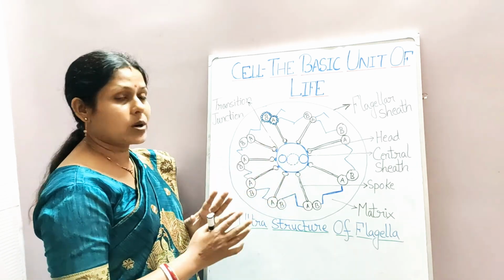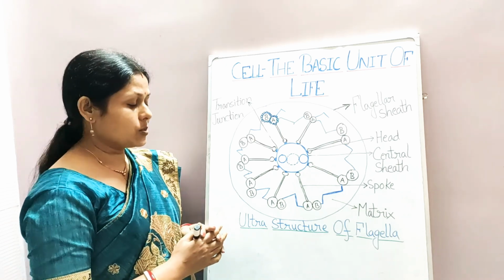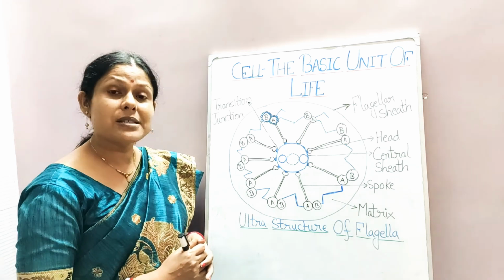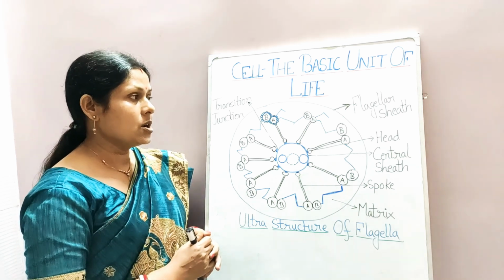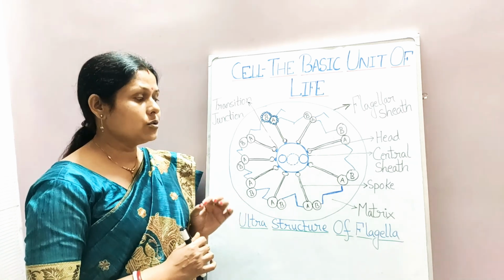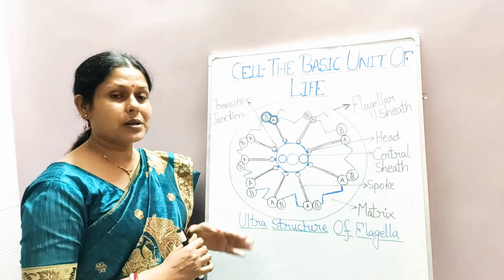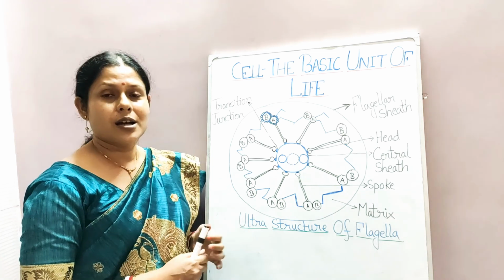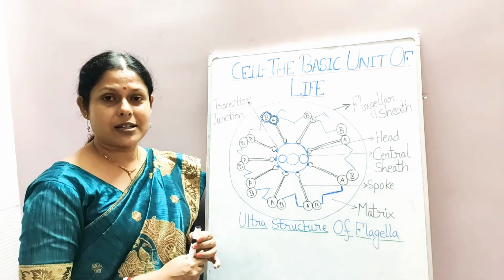So this is what is known as the 9+2 arrangement of the ultrastructure of flagella or cilia, which can be seen under the electron microscope. This structure is very important from the examination point of view. You have to practice it with proper labeling, if it comes in the exams, so that you can draw it as well as label it perfectly.